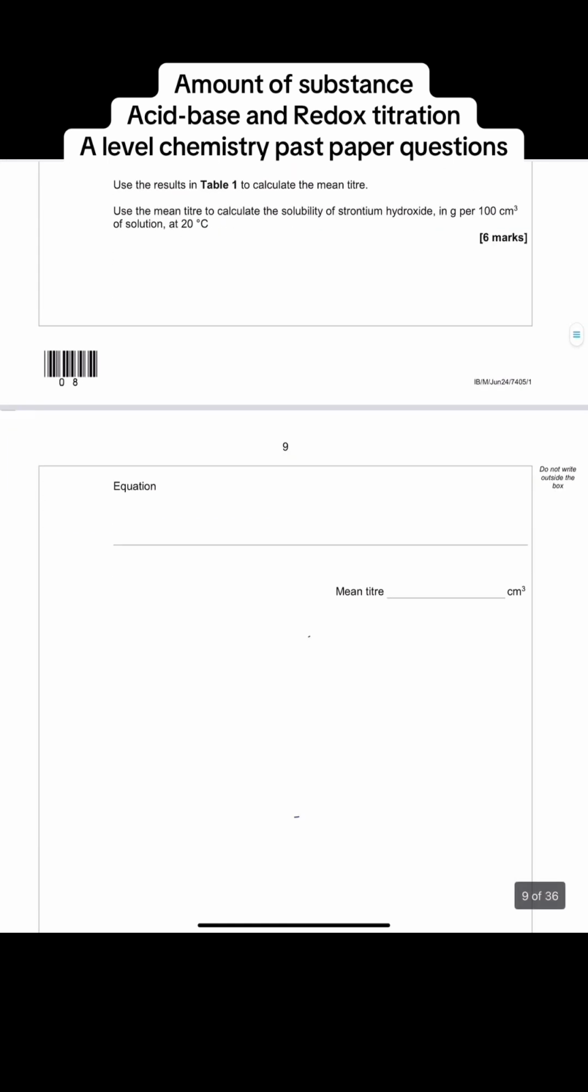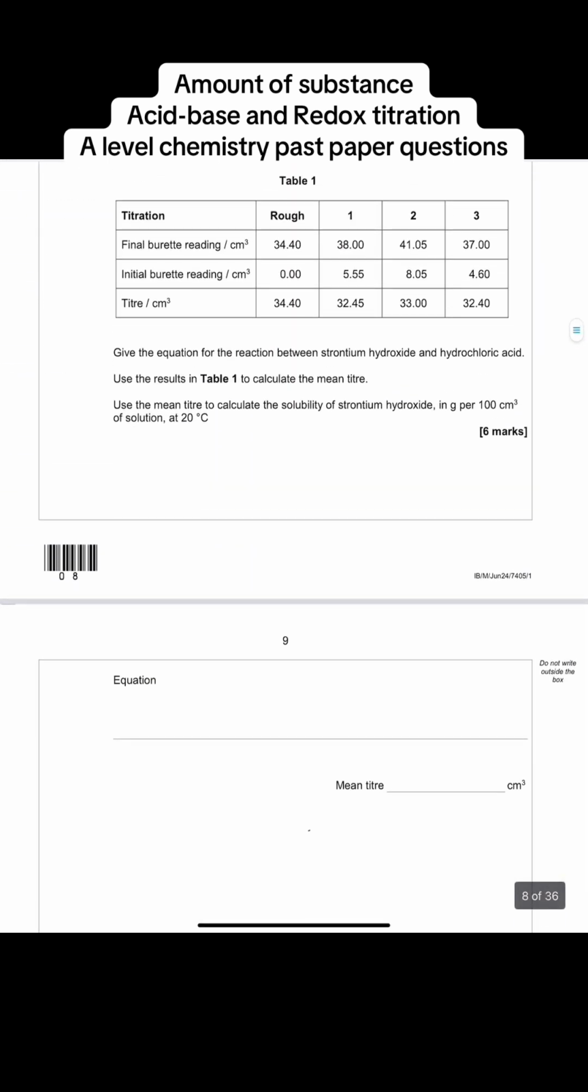In this question, first, they are asking you to write the equation for the reaction between strontium hydroxide and hydrochloric acid. This is quite important because you're going to use it in your calculation. Strontium, of course, is group 2. So strontium hydroxide plus HCl will give you strontium chloride plus water.